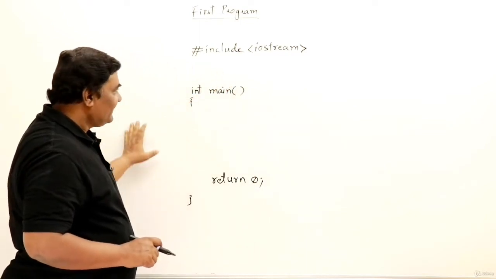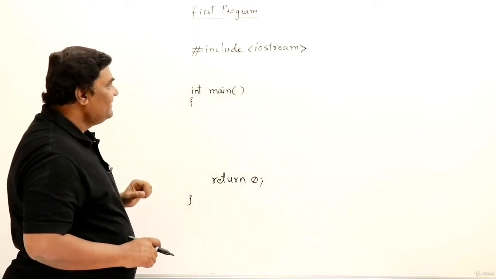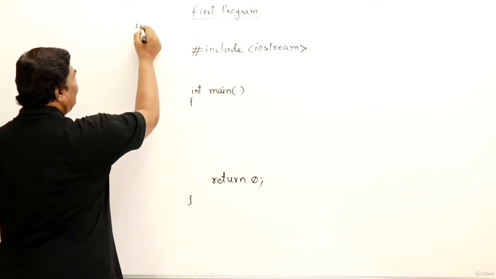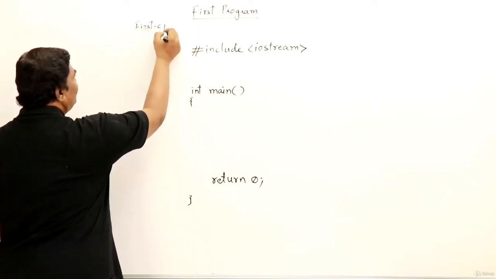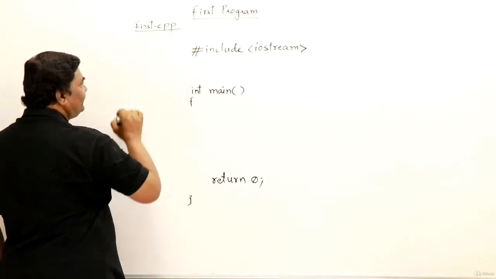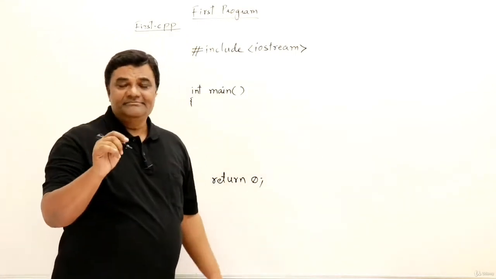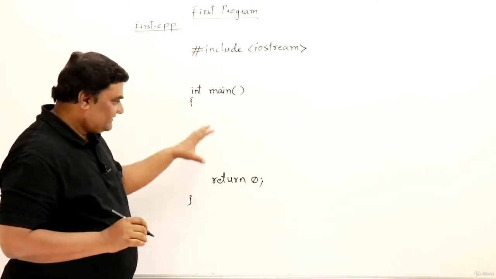See, this is a skeleton already. I have kept it ready here. You have to start a new project. Let us say the project name is first and the program file is first.cpp. So you have to start this one. Then inside that, this is what you have to write. So every C++ program basically looks like this.